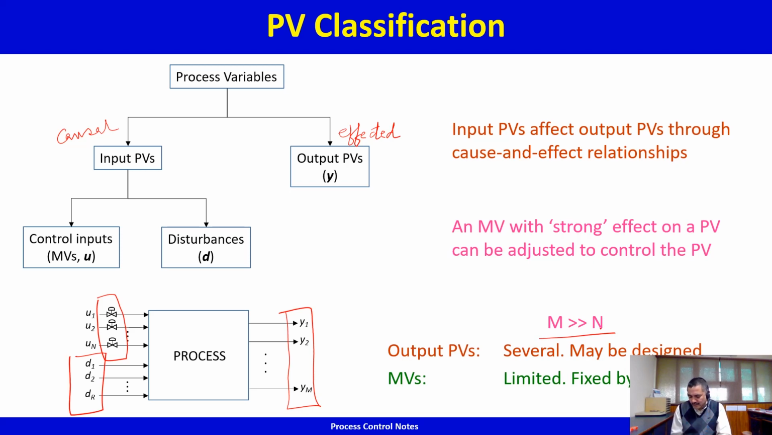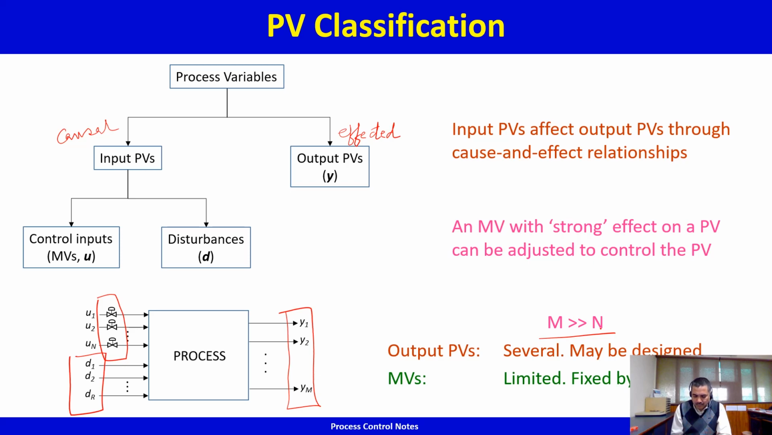Output process variables are many. You can also combine them so that they give you more meaningful information about the process. Manipulated variables, on the other hand, are limited by the process design, and so you need to be wise in terms of how these manipulated variables are used for regulating or controlling the process. You got to be very careful in choosing what you control and how tightly you control it.